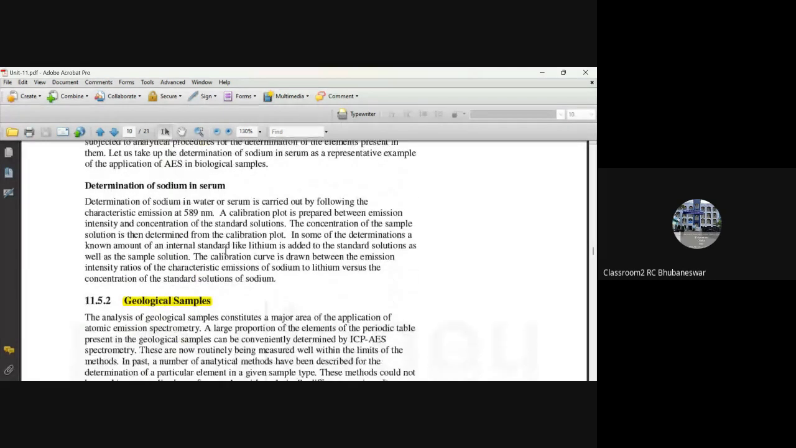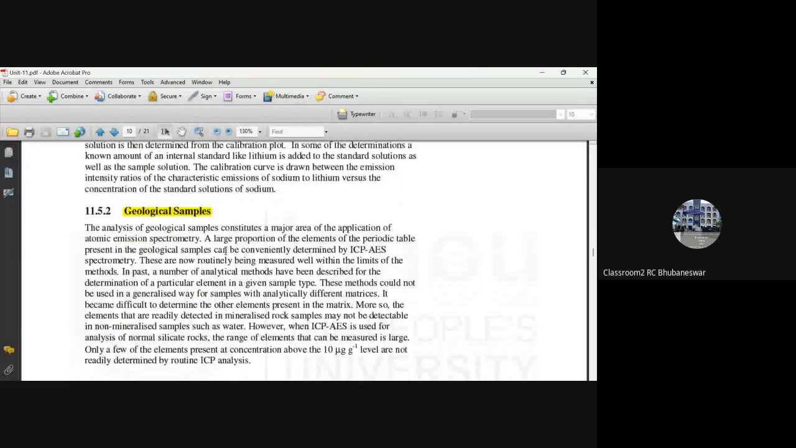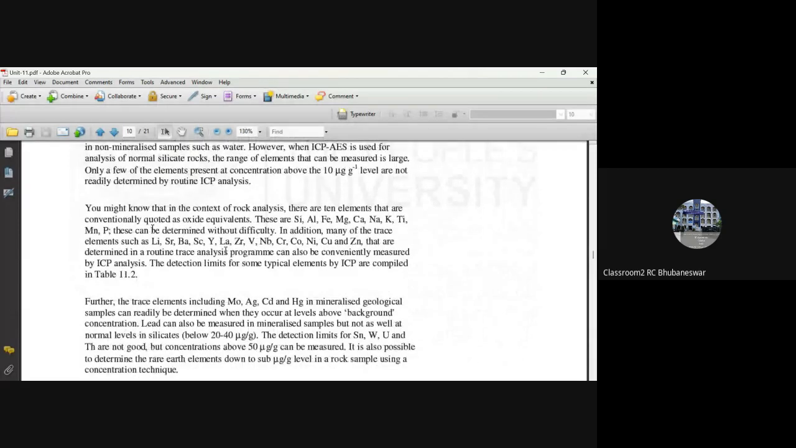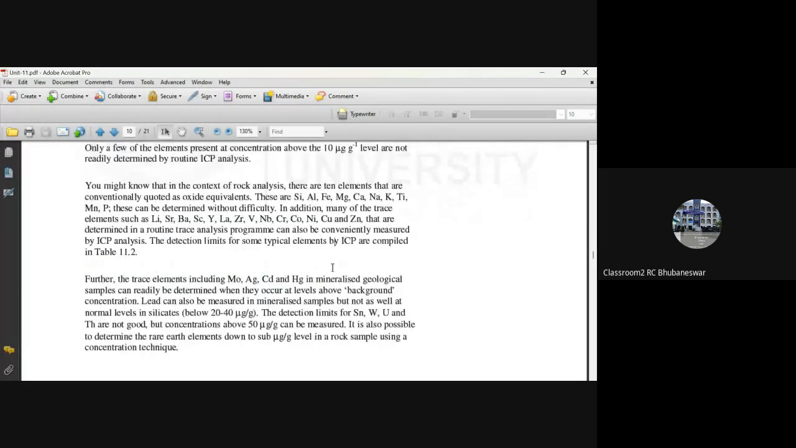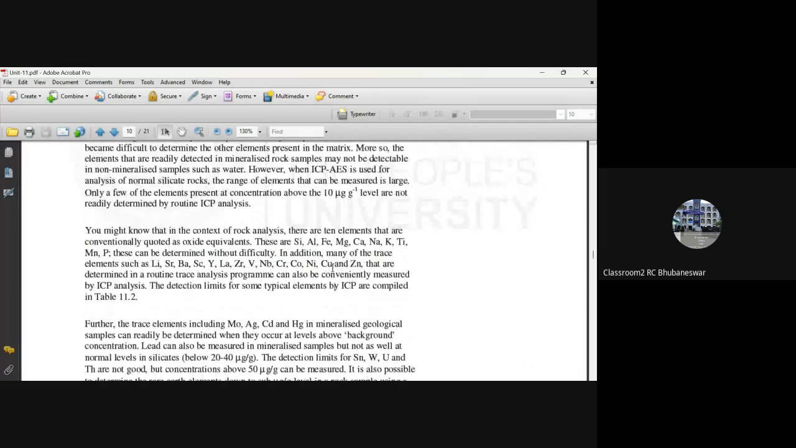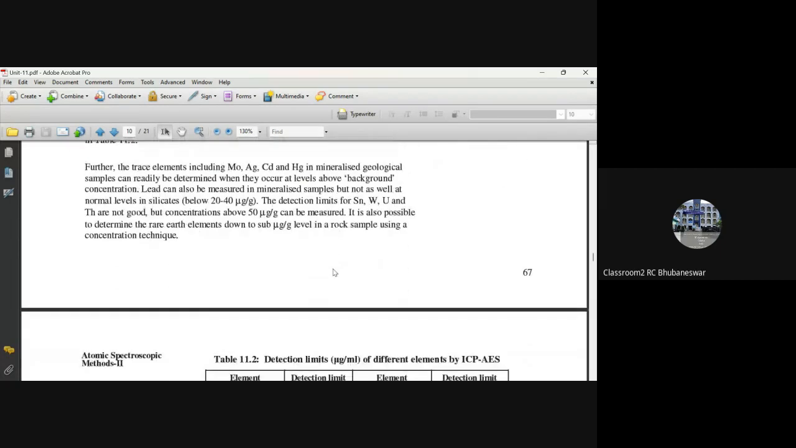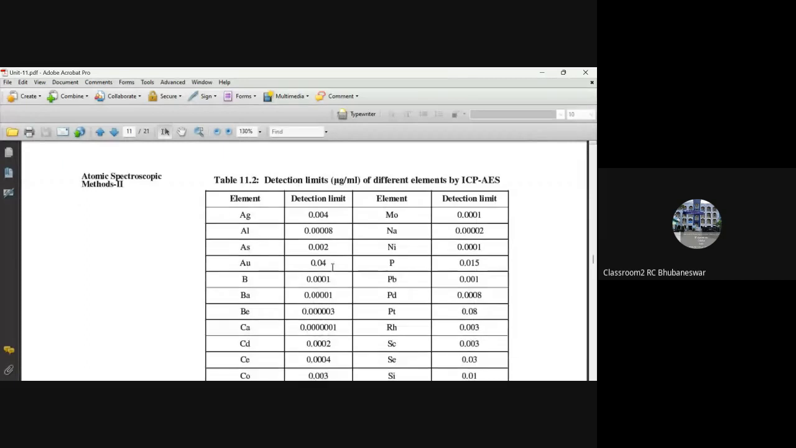Biological samples we can determine, then geological samples, as I was telling, some lanthanides and actinides can be sent to ICP-AES, and many elements which cannot be studied through AAS you can study here very well, because the temperature implemented through the plasma source is very high, which is good enough for the atomization of many elements which you cannot detect otherwise.